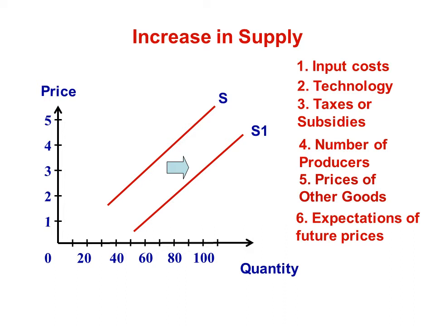Taxes and subsidies, we'll take these one at a time. Taxes. If we decrease taxes on producers, that will increase supply. There's an old adage among economists that if you want more of something, tax it less. If you want less of something, tax it more. So decreasing taxes increases supply, shifting the curve from S to S1.